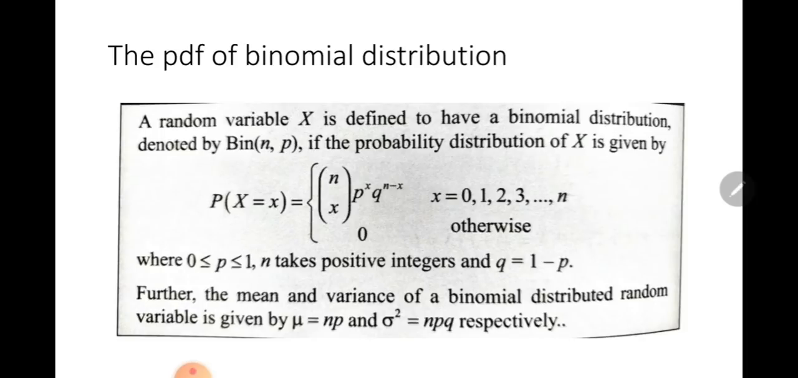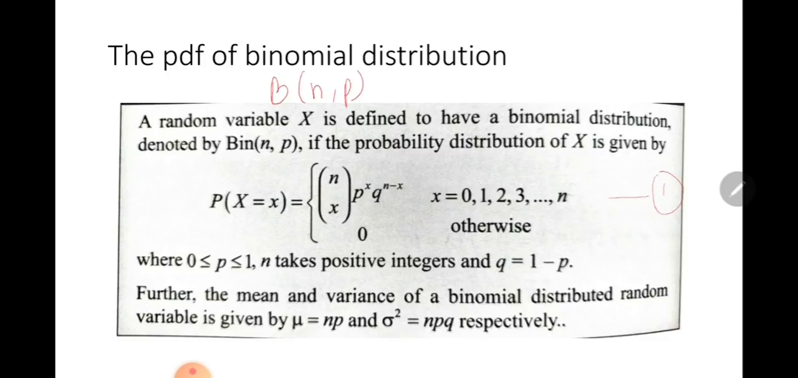Alright, now let's look at the PDF for binomial distribution. Okay, so a random variable x. Okay, so x is, say, the number of jars that weigh less than 250. Okay, so x is defined to have a binomial distribution, and we denote it as binomial, or we can write it as B(n, p). Okay, the probability distribution of x is given by this one. Okay, so that's your PDF.